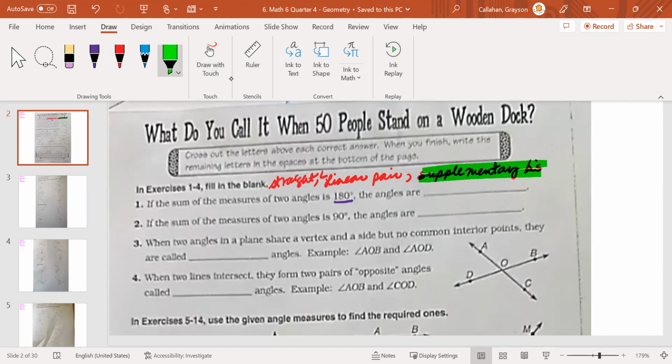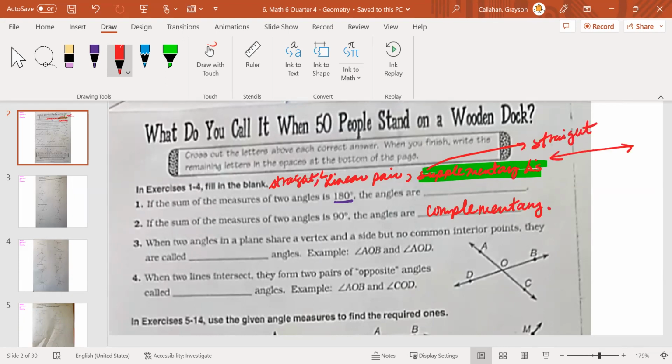Okay. If the sum of the measurement of two angles is 90, the angles are what? Yeah. Complementary. So the way I remember is supplementary, I think about S and I go for straight. Okay, that's the way I remember. Straight is like this, right? Which means this angle is 180 degrees.